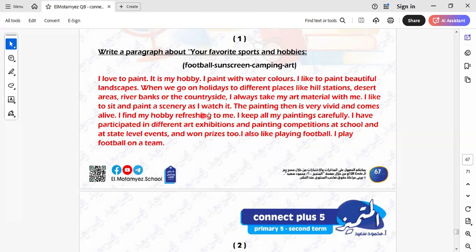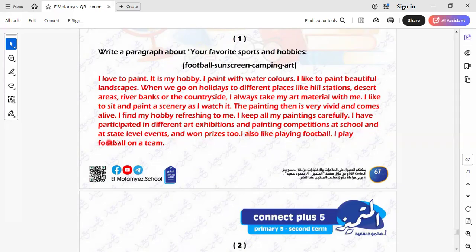I find my hobby refreshing to me. I keep all my paintings carefully. I have participated in different art exhibitions and painting competitions.